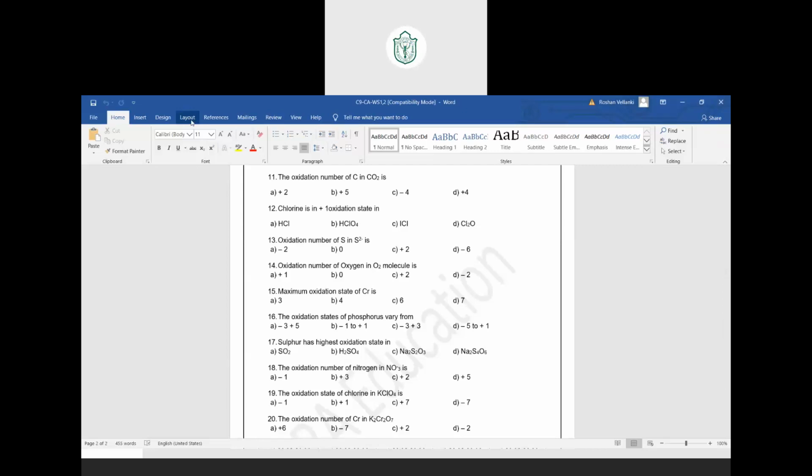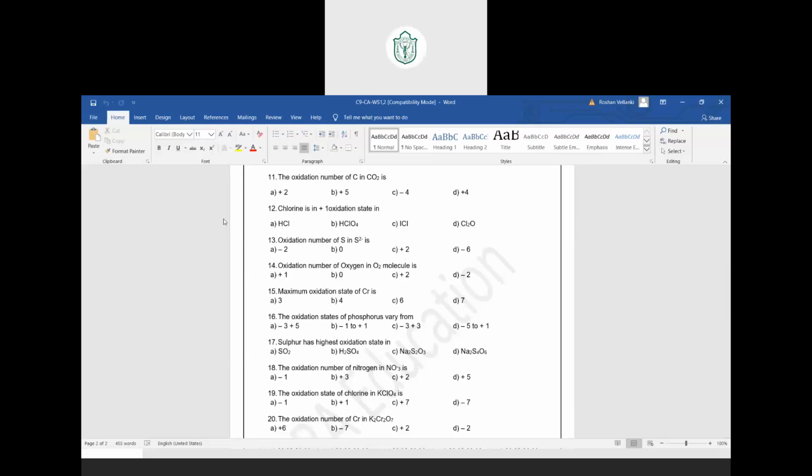All are saying it's 4. Why is it plus 4? Why can't it be minus 4? Because O is minus 2. Why is O minus 2 there? It is an oxide, a non-metal. Carbon is also a non-metal, but oxygen has more electronegativity. Oxygen is more electronegative than carbon. Simple answer. That's why option D, plus 4, is the answer.